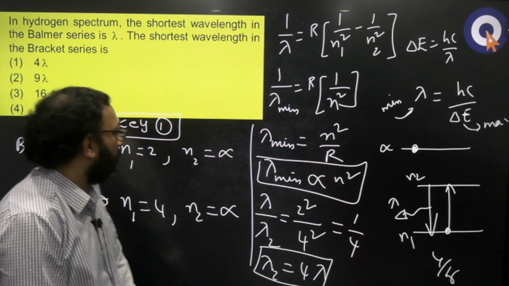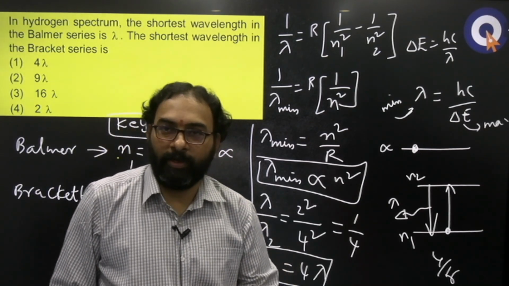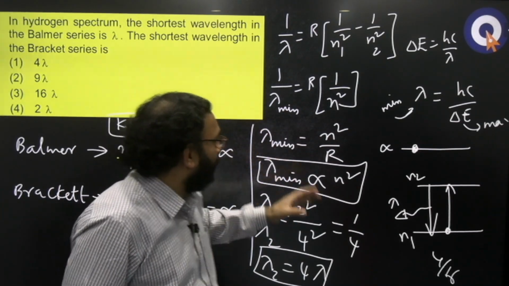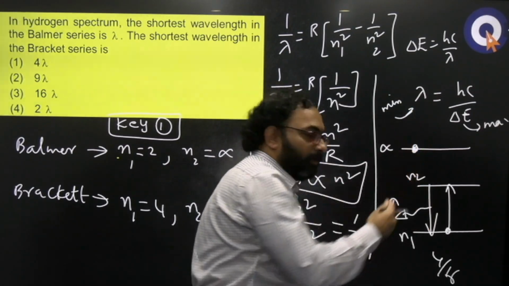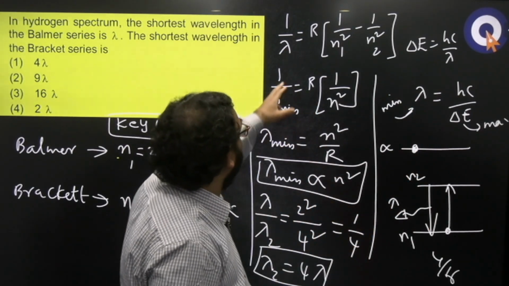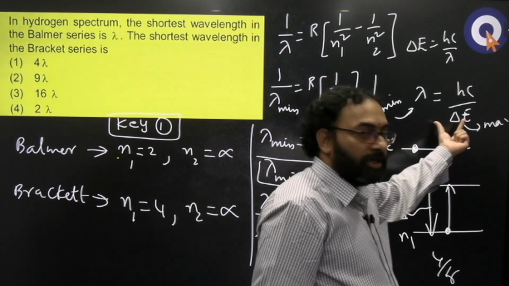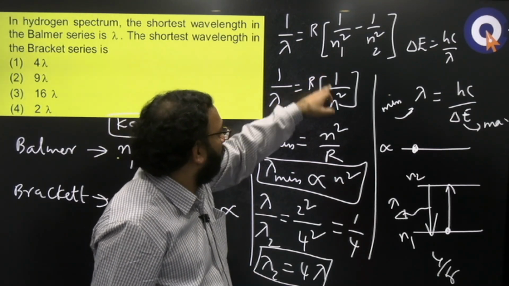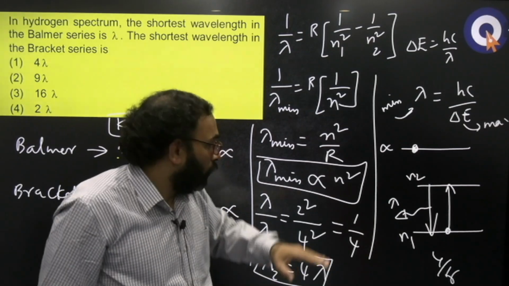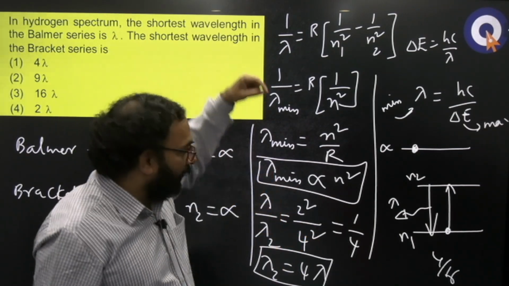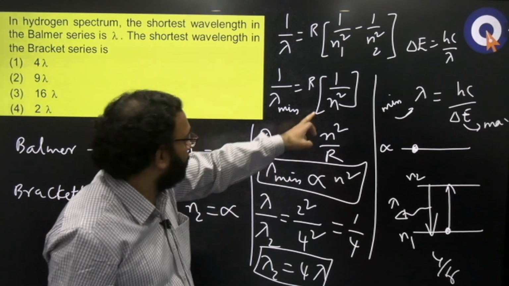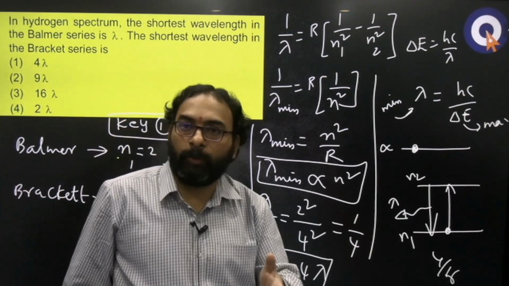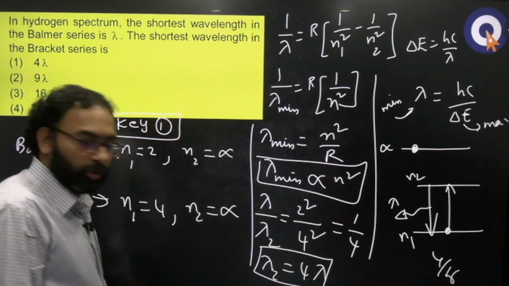And what did we do here? Just a proportionality relation I framed. Instead of using this equation two times and relating, you can do simply using this. But the idea behind why we are taking it like this: if the energy difference is maximum, lambda is minimum. So 1 by lambda is R of 1 by n square, where n stands for the lower energy level to which the electron jumps. The higher energy level is infinity here, for which the energy difference is maximum and lambda is minimum. We will proceed to the next question.